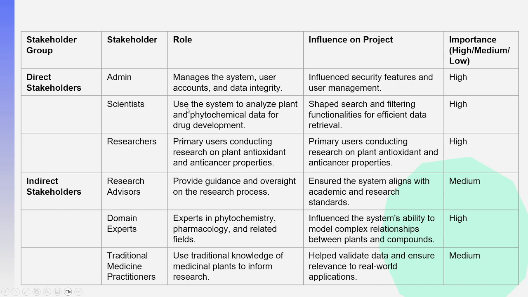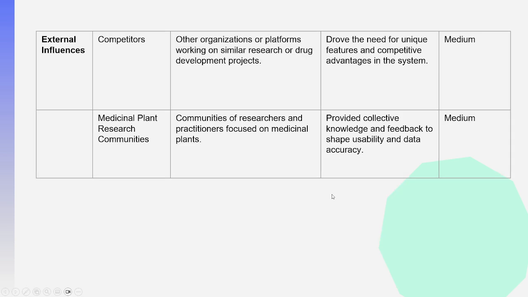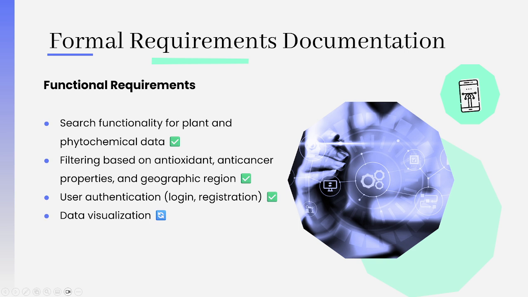I have created a table like this: the stakeholder group, then every stakeholder in it, their role, their influence on the project, and their importance for my project. So this is easy to review and understand the identification of my project stakeholders and their influence on this project. So let's move on.